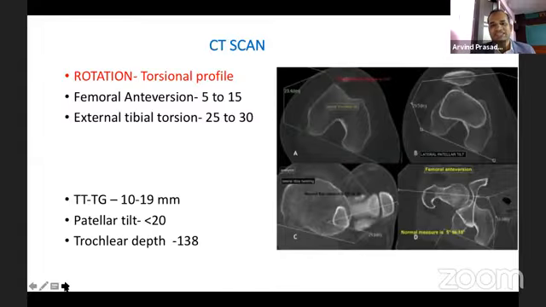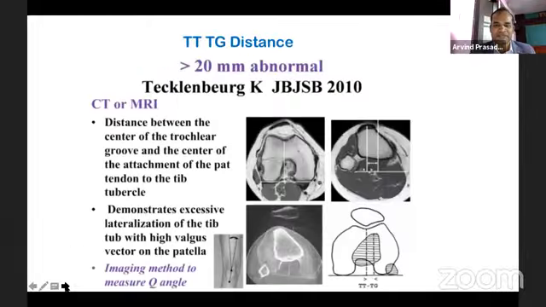Then recently, CT scan and MRI, at least CT scan, should be done in all cases of patellar dislocation to look for the torsional profile, femoral anteversion, and excessive tibial torsion. At the same time, this TTTG distance is also calculated with the help of CT scan. Patellar tilt and trochlear depth, all these are very accurately measured by CT scan.